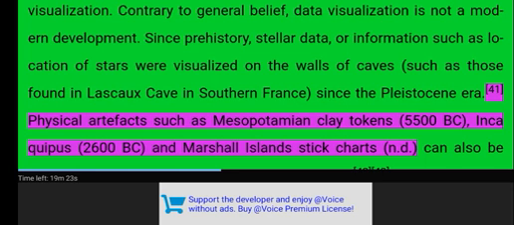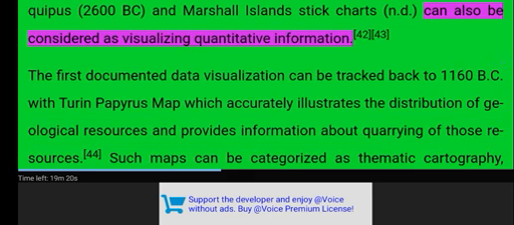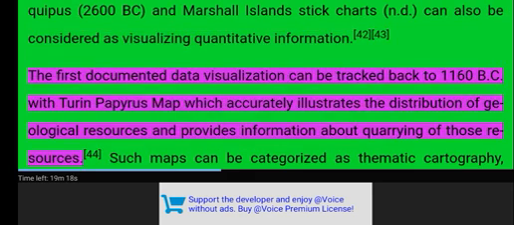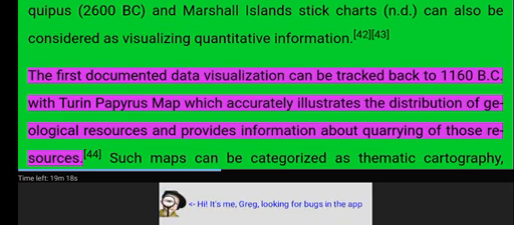41. Physical artifacts such as Mesopotamian clay tokens 5500 BC, Inca quipus 2600 BC, and Marshall Islands stick charts N.D. can also be considered as visualizing quantitative information. 42. 43. The first documented data visualization can be tracked back to 1160 BC with the Turin Papyrus map, which accurately illustrates the distribution of geological resources and provides information about quarrying of those resources.